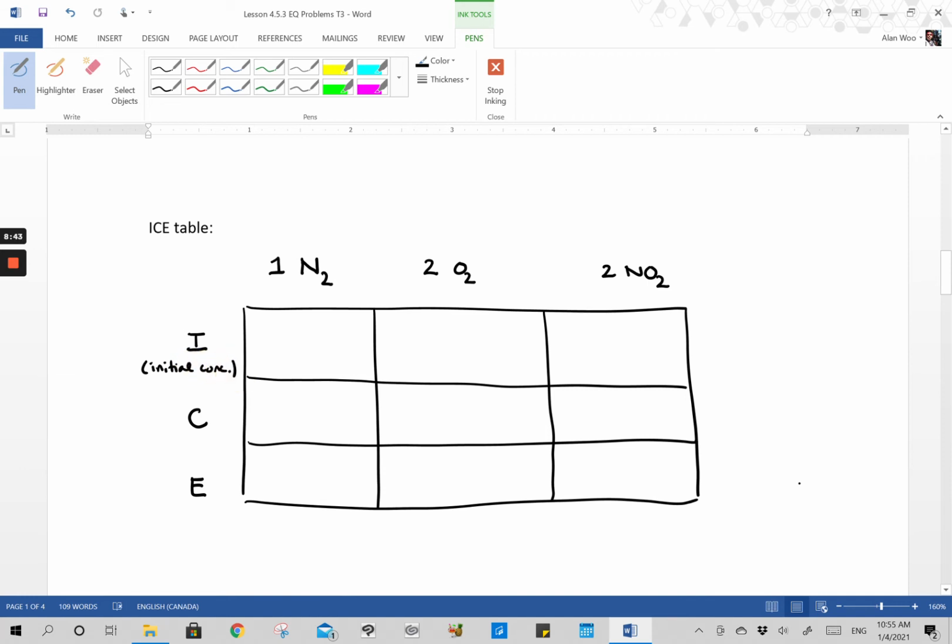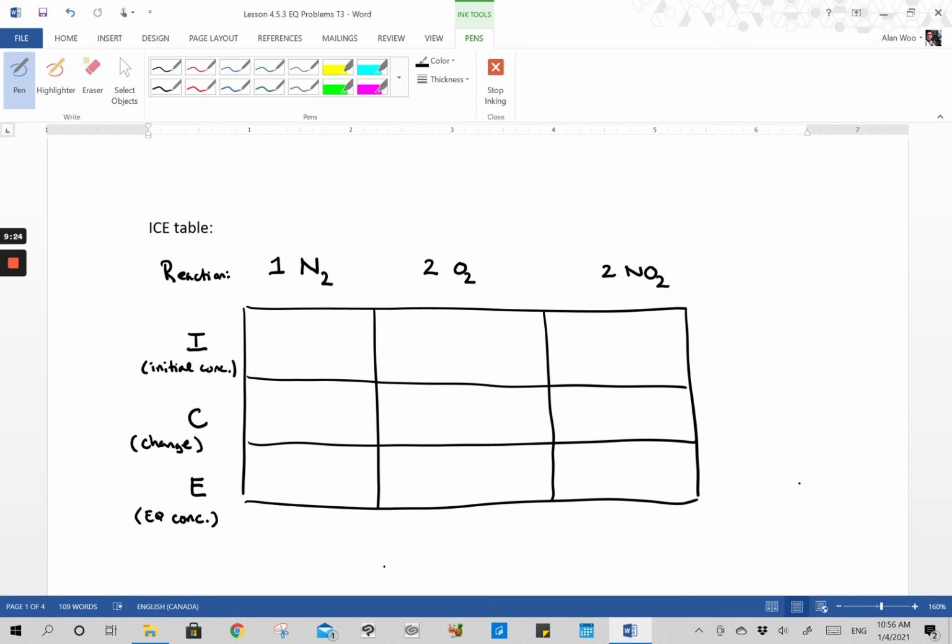The I stands for initial concentration. The C stands for change in concentration. And the E stands for equilibrium concentration. Together it spells out ICE. Now at the very top is your reaction. Some people might even call it a RICE table, but most people call it an ICE table.